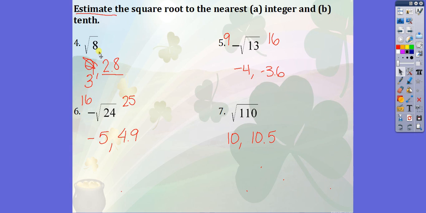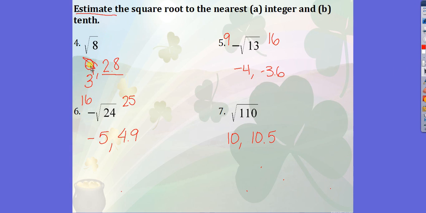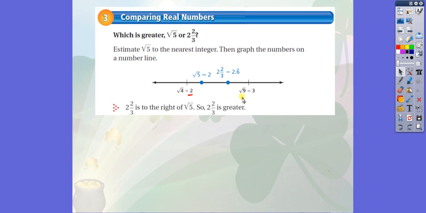So then you did these. The square root of 8 is closest to the square root of 9, which is 3, and then we used a calculator for this. The square root of 13 is closest to the square root of 16, so negative 4. We used a calculator for this. The square root of 24 is closest to 25, which is 5. Bring the negative down, used a calculator. The square root of 110 is closest to 100, which is 10, and then we used a calculator for the tenths place. Please, please, please try to use what you know about perfect squares to estimate the whole number integer.